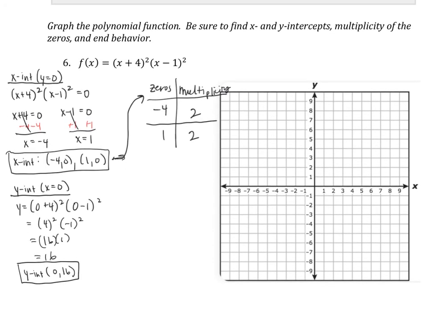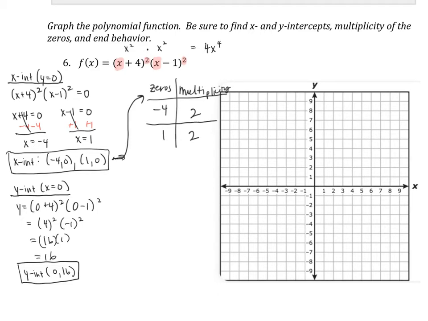So let's look at our leading term. When it's factored like this, the easiest thing to do is look at the leading term in each factor and use the exponent and multiply those together. So the leading term in the first factor is x, and it's an x squared, times the leading term in the next factor, which is x, and it's an x squared. This will be x to the fourth if I multiply those together. That's going to be our leading term.